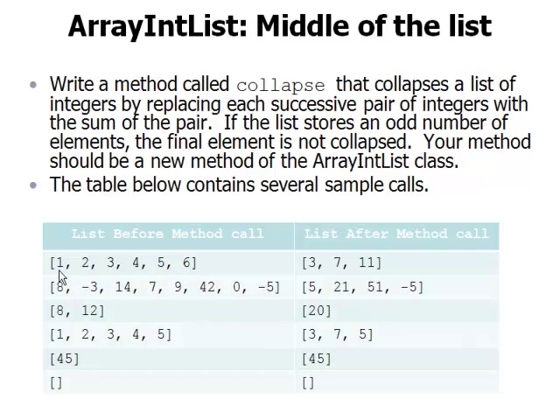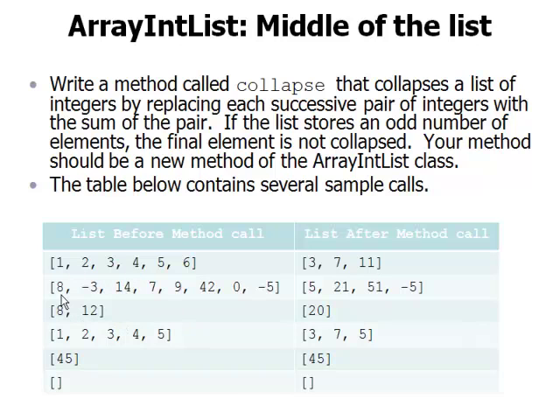So for example, in this list, the first two numbers 1 and 2 are replaced by the sum 3. Then 3 and 4 is replaced by the sum of those two, which is 7, and 5 and 6 is replaced by 11, which is the sum of those two numbers. They won't always be sequential integers like this.